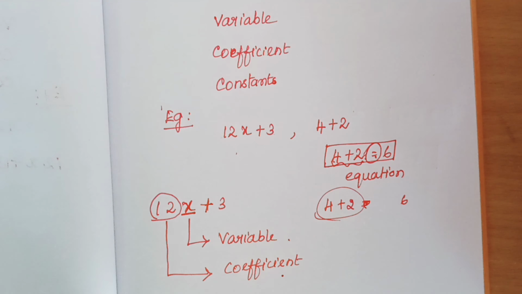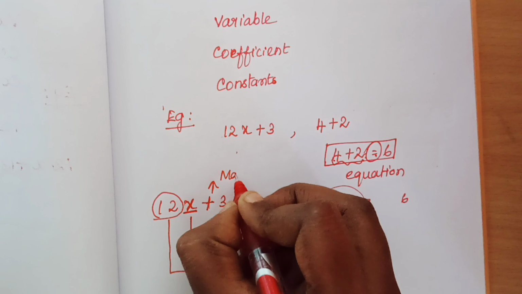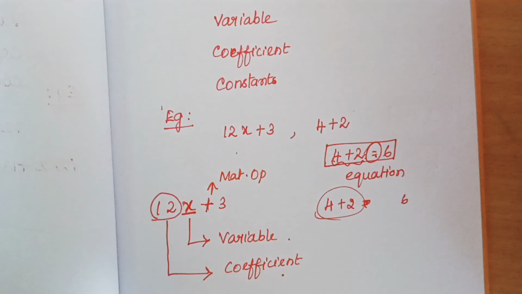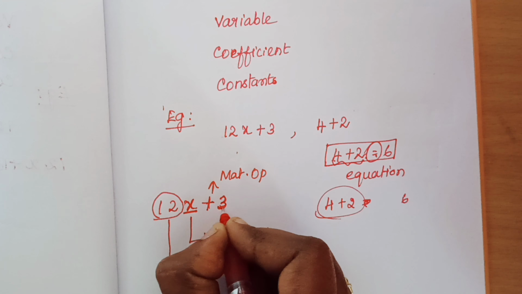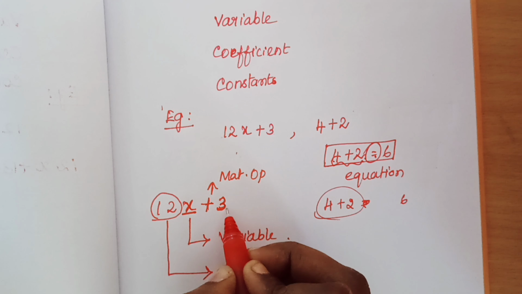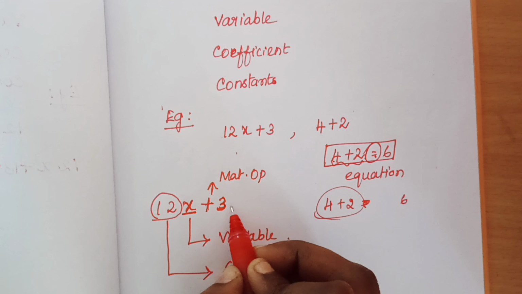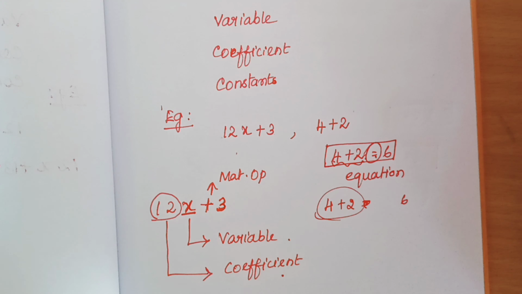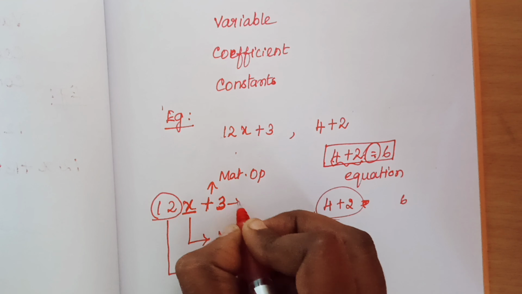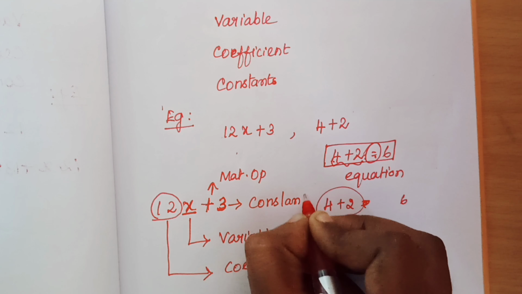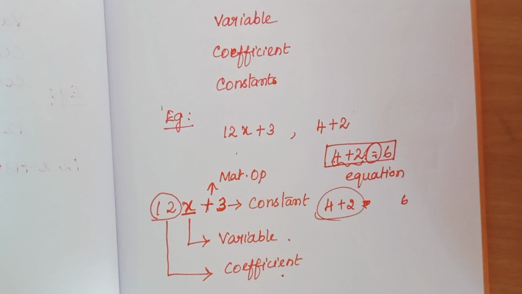And see here, what is this? This is a plus sign, you all know, right? This is the mathematical operation. You all know mathematical operation. So this is plus, and see here, this is what number? 3. A number without a variable. You don't have any variable here, like x, y, z or something else. When you have no variable, that is considered to be a constant. Clear? Variable, coefficients and constants. Clear about that?